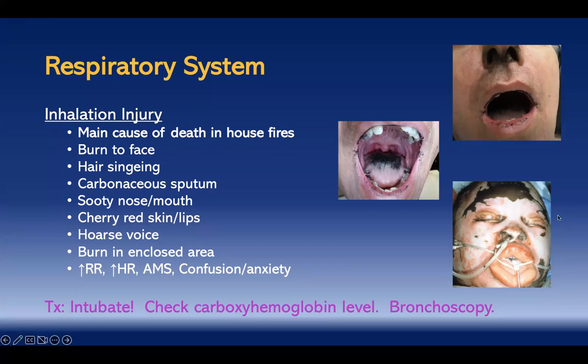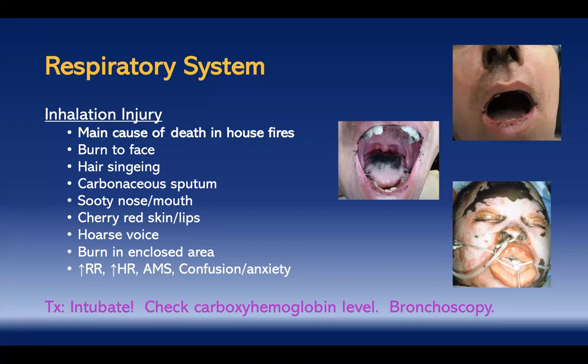And so you notice down here in this third picture how swollen this patient's face is. And you can see that they're intubated, but could you imagine the doctor trying to intubate the patient after all this swelling happens? It would be virtually impossible. It could be impossible. And so we actually intubate before the swelling happens if we suspect an inhalation injury has happened. So how would you suspect that?